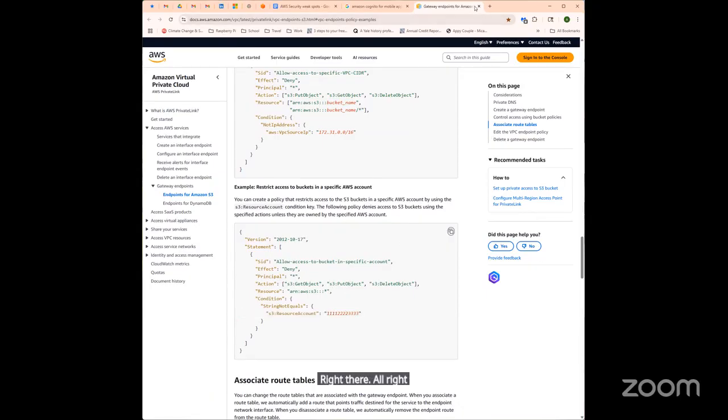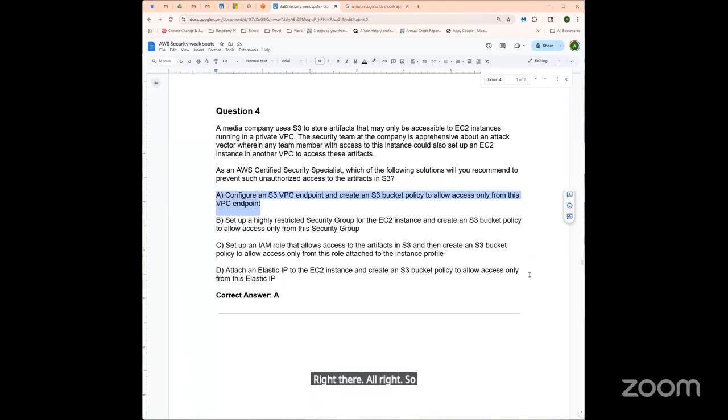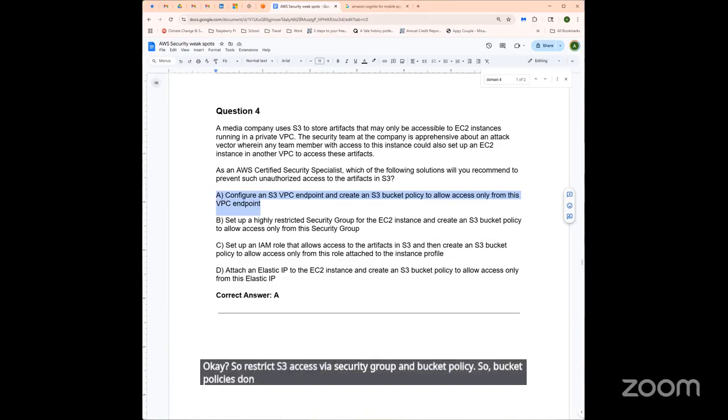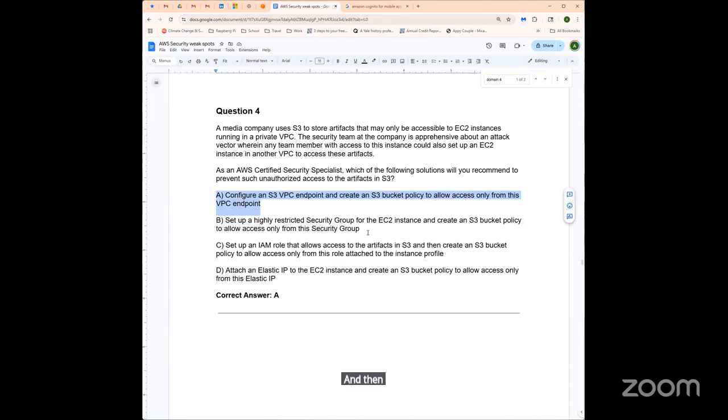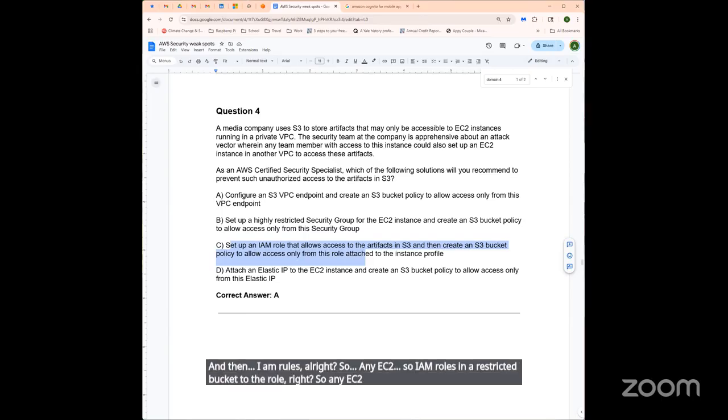All right, so why are the other answers incorrect? Restrict S3 access via security group and bucket policy: bucket policies don't accept security group IDs as a principal or condition, so security groups are irrelevant to IAM policies. And then IAM roles: restricting a bucket to the role means any EC2 with the same role can access S3. It doesn't prevent unauthorized VPCs or instances with that role, so it doesn't protect against cross VPC misuse.